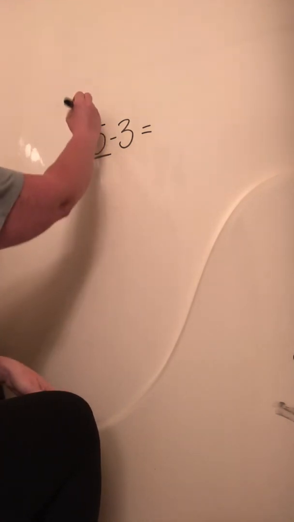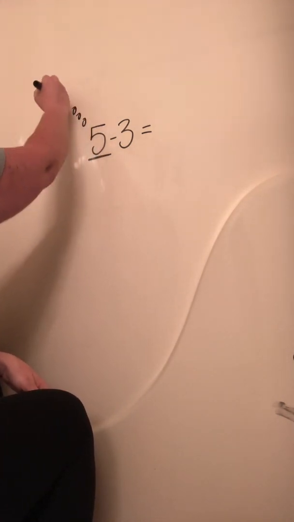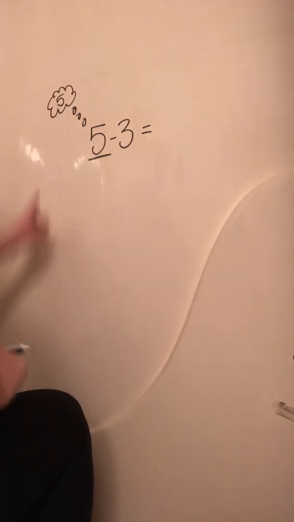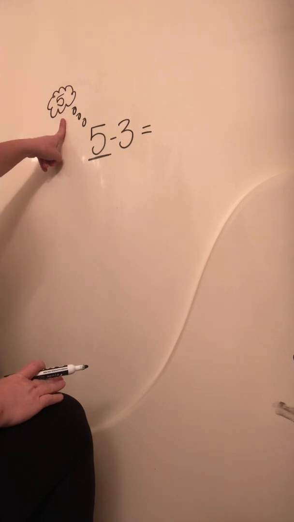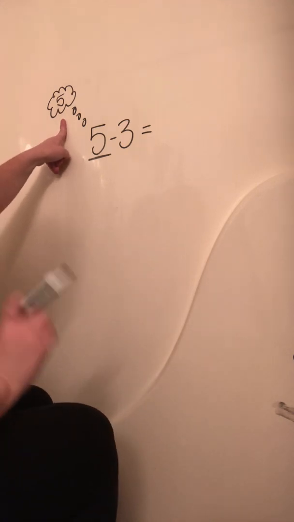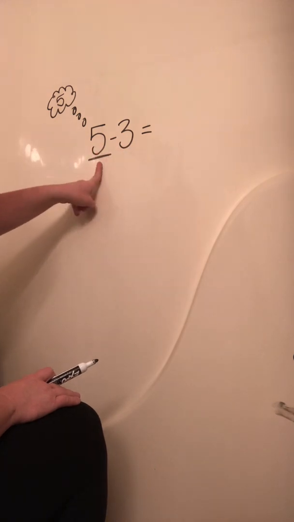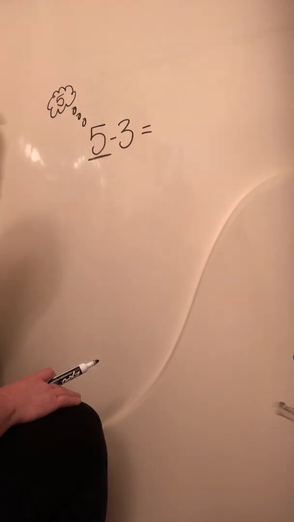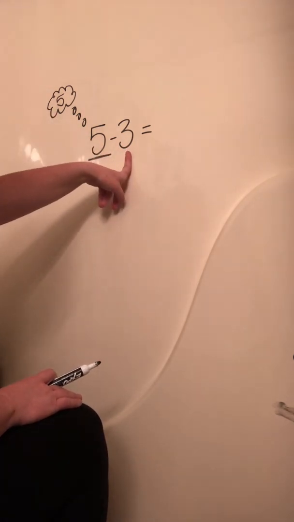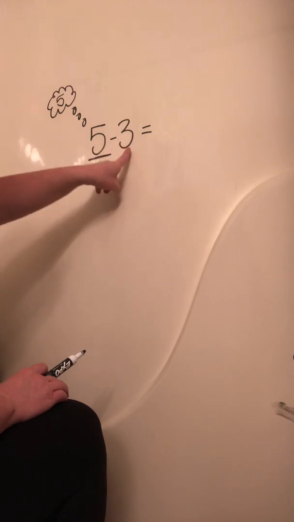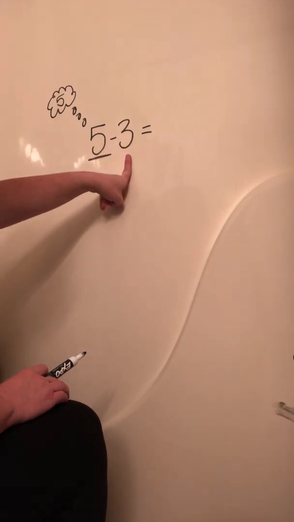I'm going to draw like a little thought bubble to represent putting it in our heads. And I put my first number in my head, so 5. And then you're going to count backwards this many numbers. So if your first number is what you start with, you put in your head, and then you count backwards the second number. So that many times. So I'm going to start with 5, I'm going to count backwards 3 numbers. I'm taking away 3 numbers.